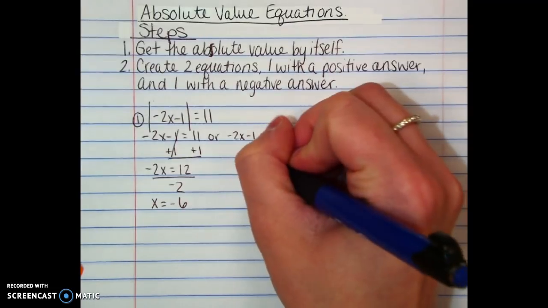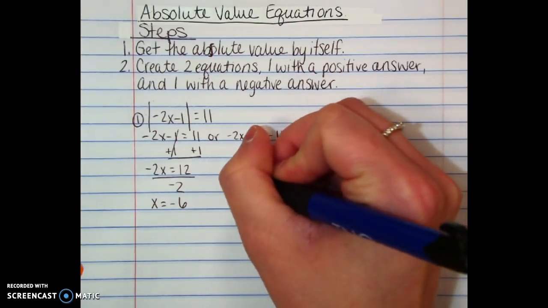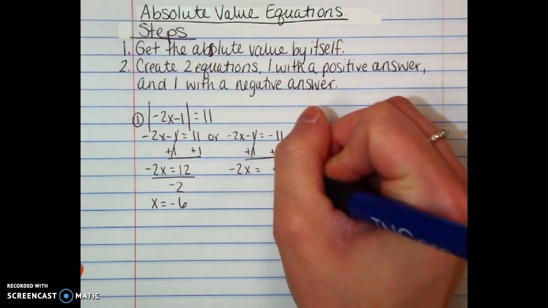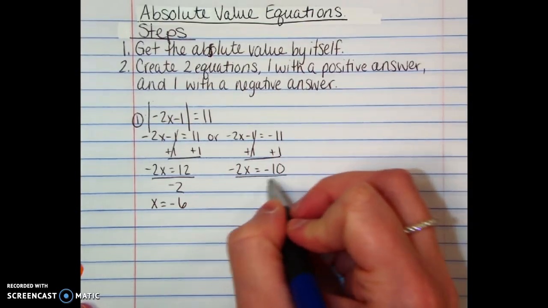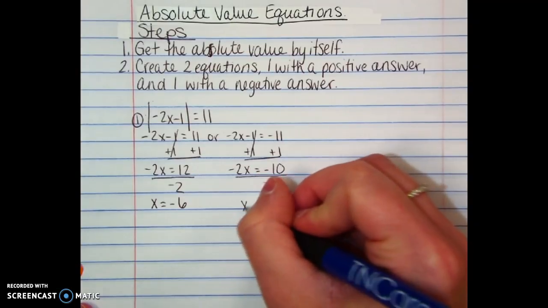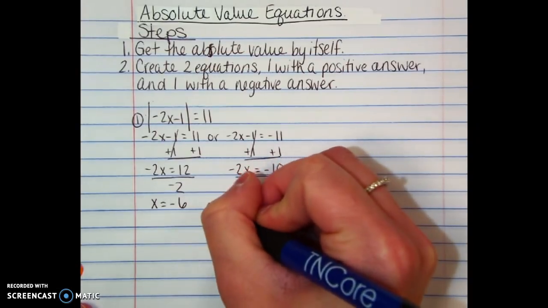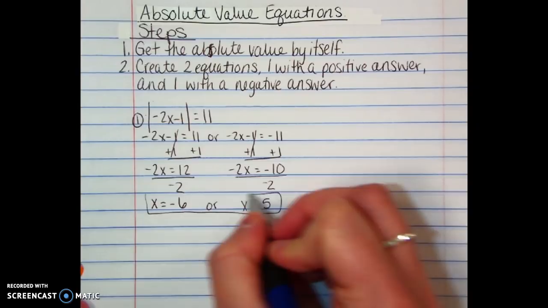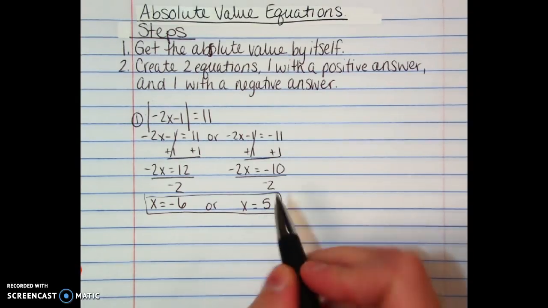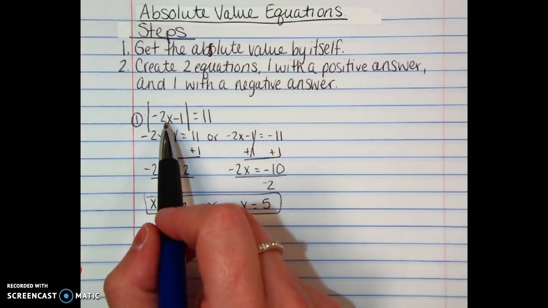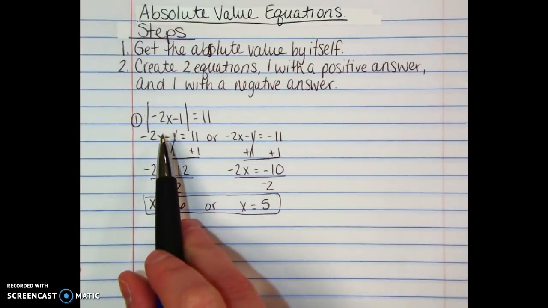Okay, over here, add 1, negative 2x equals negative 10, divide by negative 2, x equals 5. Put the word or between them, and then circle or box your answer to show that both of them, or either of them really, could be a solution. That just means if you substitute in the 5 right here, it'll work. And if you substitute in the negative 6, it'll also work.